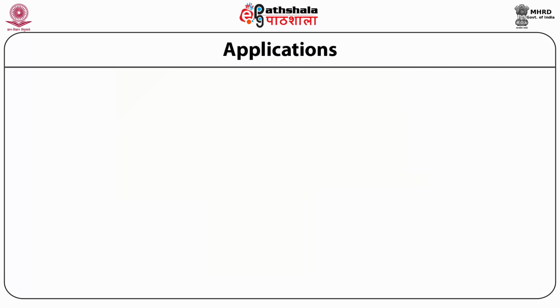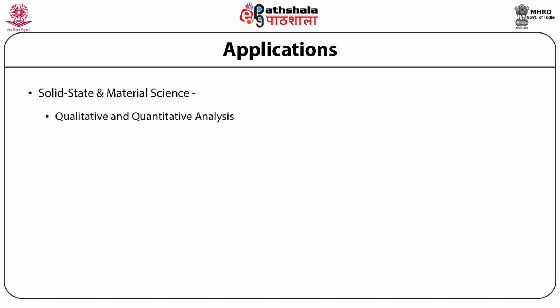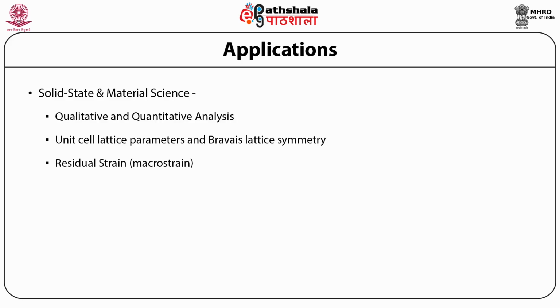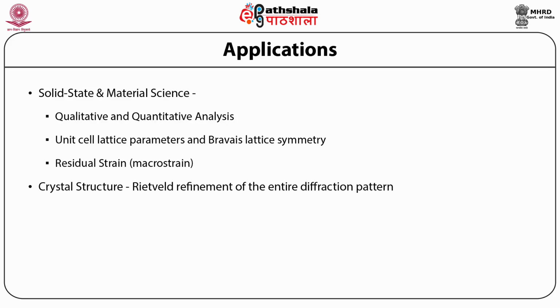Powder diffraction has several advantages, as we saw. It also has other advantages. It is used in solid state and material science as an analytical tool, for qualitative and quantitative analysis. It is used to determine the relative amounts of phases in a mixture by referring to the relative peak intensities. Unit cell parameters and Bravais lattice symmetry can also be obtained. It is also used to study the residual strain. The structure of the molecule can also be solved using the Rietveld refinement of the entire diffraction pattern.